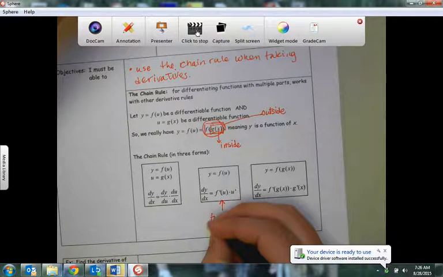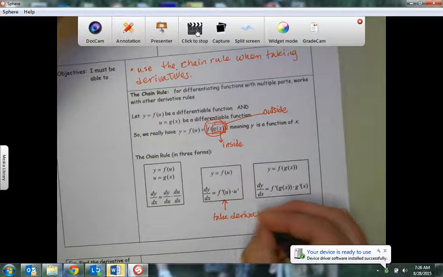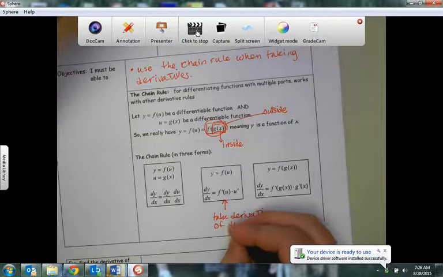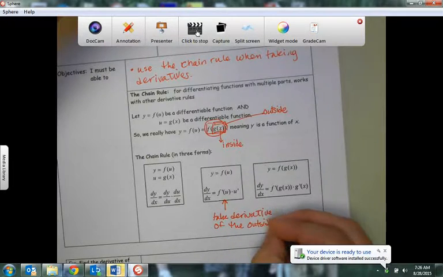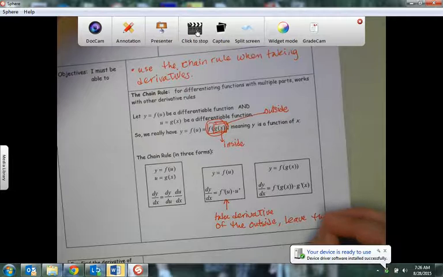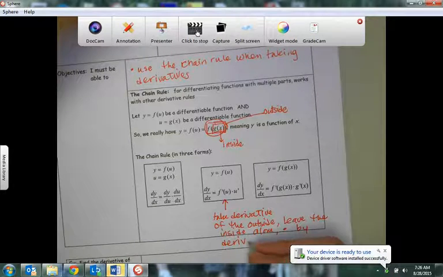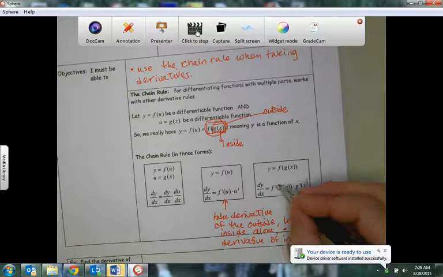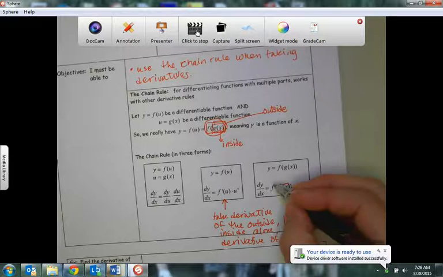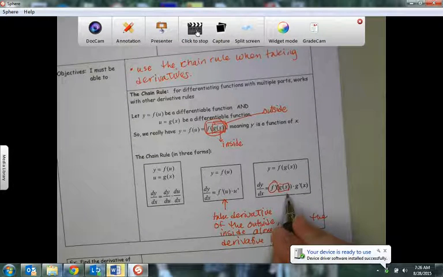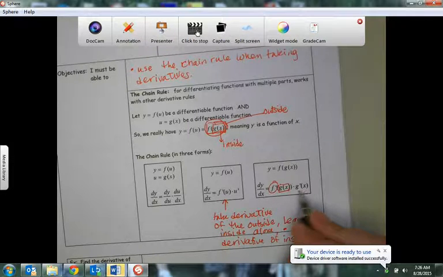So take the derivative of the outside, leave the inside alone, okay, and then multiply by the derivative of the inside. Okay? And that's what this is saying too. See how that's left alone? So take the derivative of the outside, leave the inside alone, times the derivative of that inside.